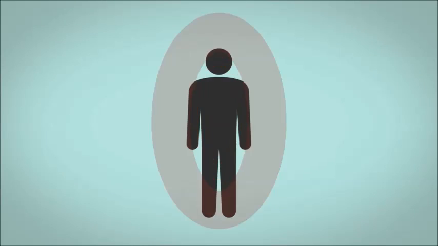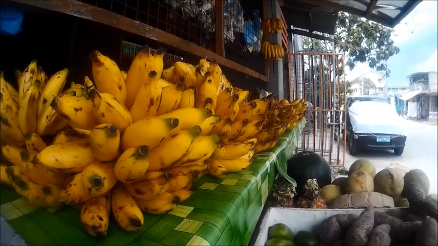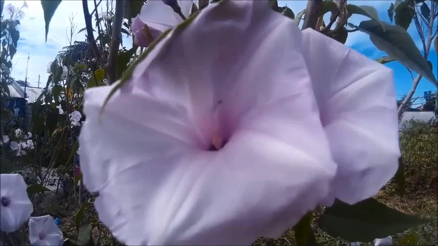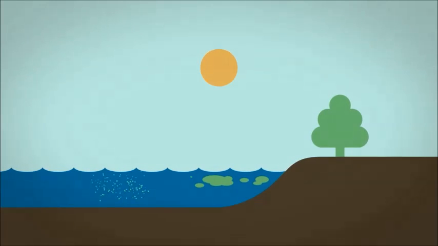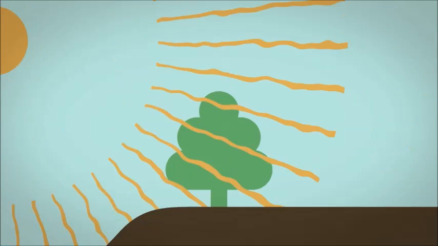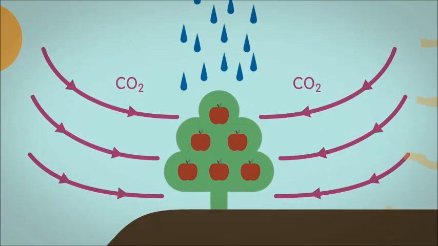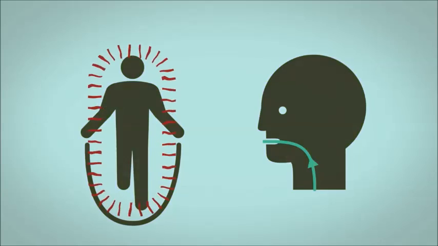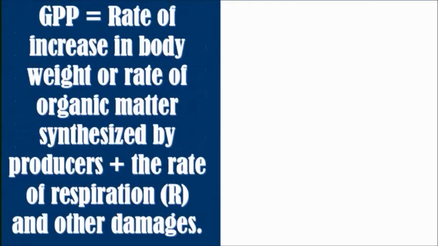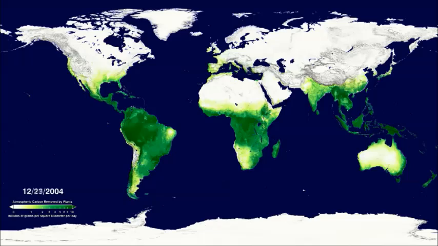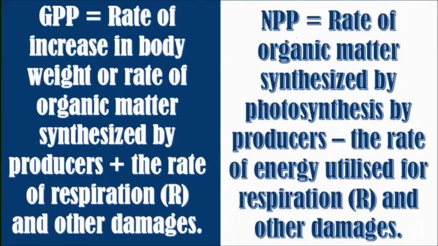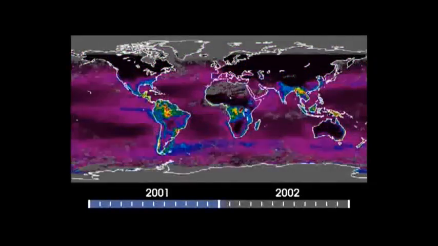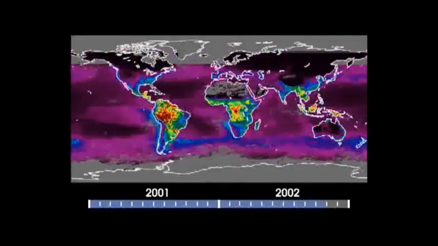The first and basic form of energy storage in ecosystems is referred to as primary productivity. Primary productivity is the rate at which carbon dioxide in the atmosphere or water is converted into organic compounds by autotrophs. Gross primary productivity is the total rate of photosynthesis or energy assimilated by the autotrophs, while net primary productivity is the rate of energy storage as organic matter after respiration.